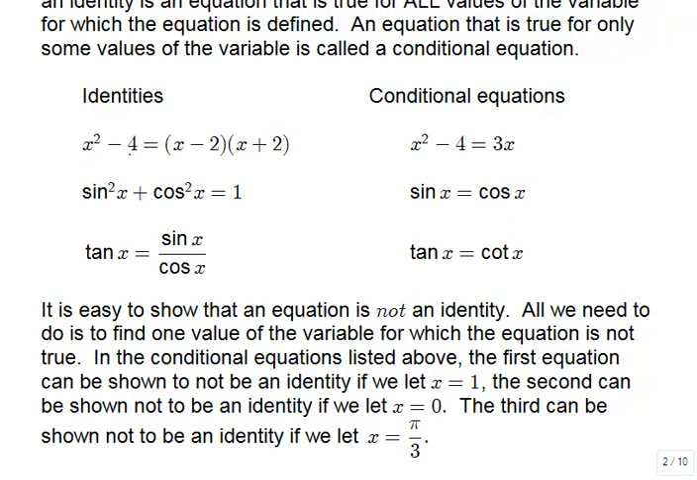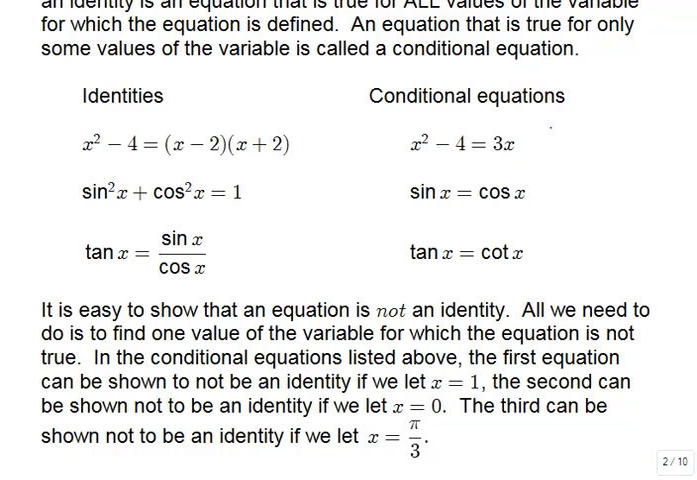X squared minus 4 is a difference of squares which could be factored into x minus 2 and x plus 2. So these two statements on the left and the right side of the equation are equivalent. They're equal to each other, so that makes this an identity. As opposed to over here, x squared minus 4 isn't always going to equal 3 times x. It will sometimes, but not always.